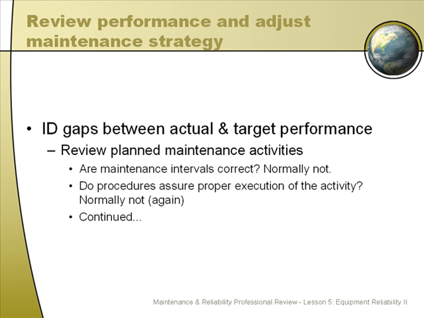Next, we need to review the performance and adjust the maintenance strategy. As we've talked about many times in the last few lessons and will again in the next few, we're going to identify gaps between the actual and target performance. So let's review the planned maintenance activities. Are the maintenance intervals correct on work orders such as preventive maintenance that happen on a monthly, weekly, or quarterly basis? Normally, these intervals are not set based on what the equipment really requires, but rather operational difficulties or past history.